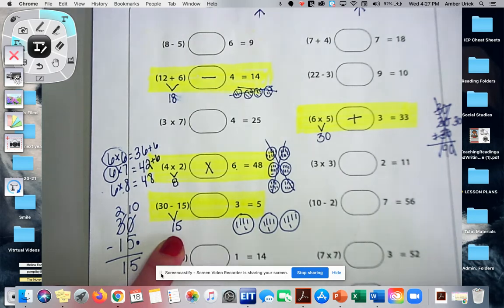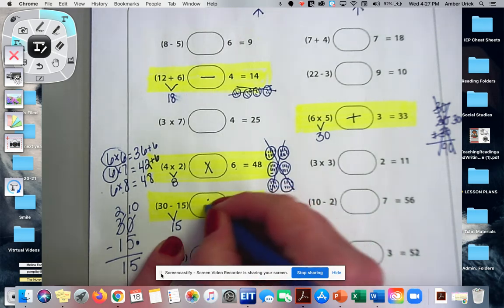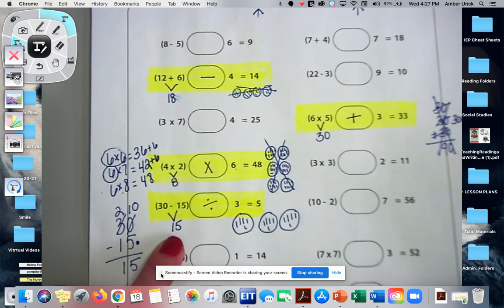Do I have 5 in each group? 1, 2, 3, 4, 5. I do. That means 15 divided by 3 gives you 5.